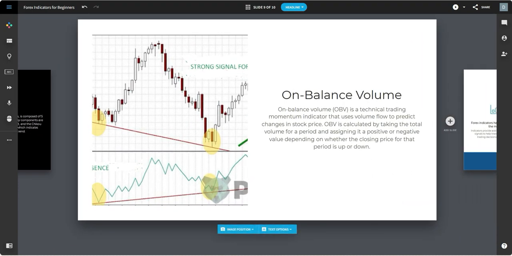Okay, so another one is the on balance volume indicator. This is a technical trading momentum indicator that uses volume flow to predict changes in stock price. OBV is calculated by taking the total volume for a period and assigning it a positive or negative value depending on whether the closing price for that period is up or down.